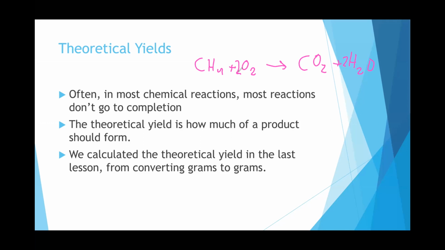This CH4 is actually methane. It's a common hydrocarbon that exists in the real world. And we're reacting it with oxygen, and we're forming carbon dioxide, which is the gas we exhale, and water. So the grams to grams conversion is like if I have 5 grams of methane, how many grams of carbon dioxide should we get? That's what I mean by a gram to gram calculation.